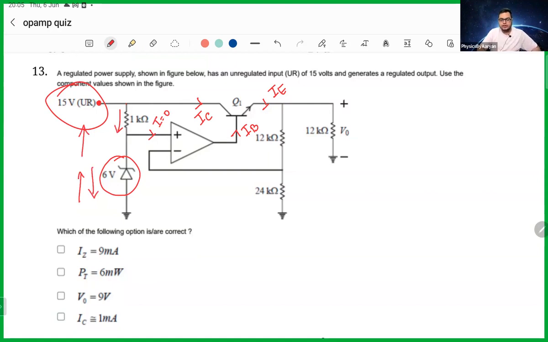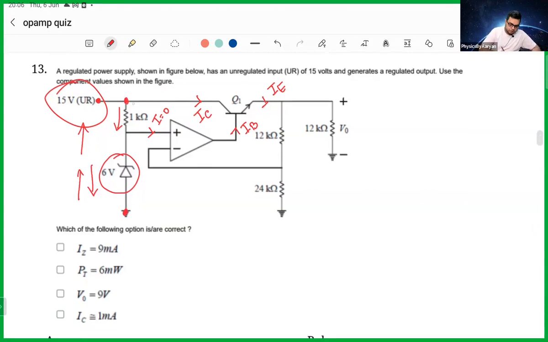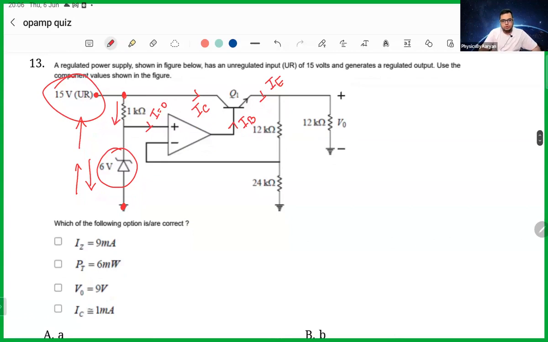So I'm not going to predict the direction of the current, but if the current goes down, it will go down from here to here. And if the current goes up, it will go up from down to up. No current can bend towards the op-amp. So if I know the current across 1 kilo ohm, I know the current across the Zener, because they will be the same. And the Zener has 6 volt of Zener voltage. What is Zener voltage? Whatever current flows through this, the voltage across this will always remain 6.